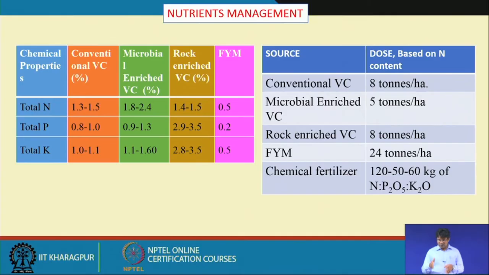So, based on your enrichment, we can minimize the requirement of organic resources from 24 tons to 5 tons. So there is a huge reduction in the requirement of organic resources by doing vermicomposting and enriching with microbes and also other rock minerals.